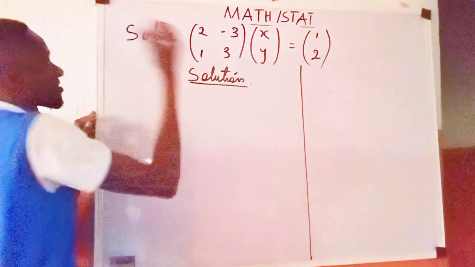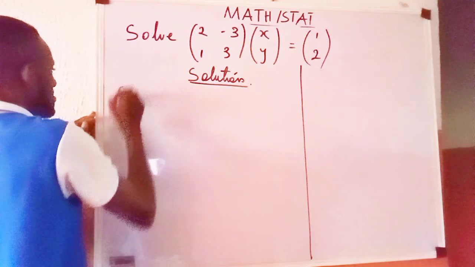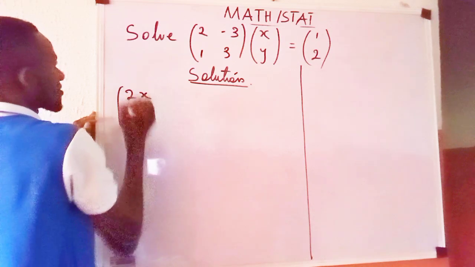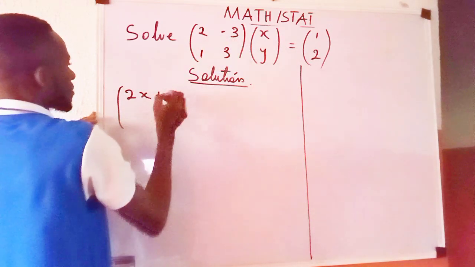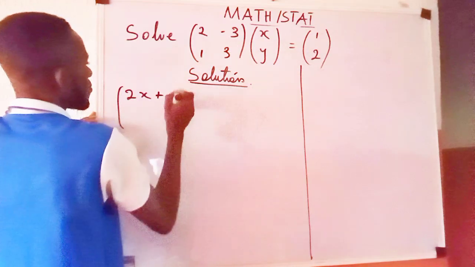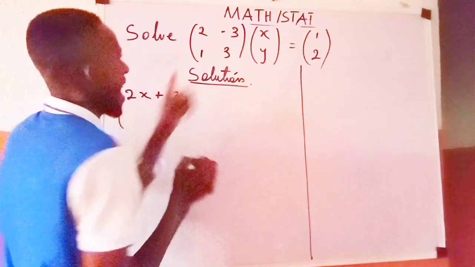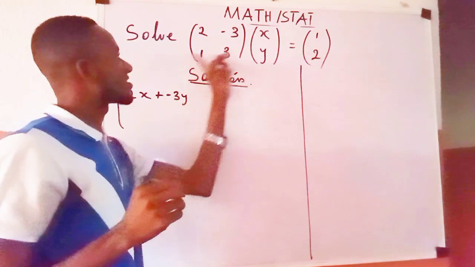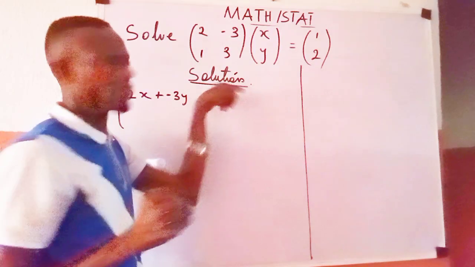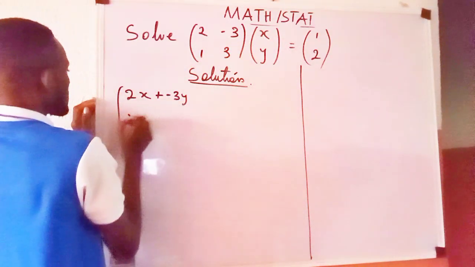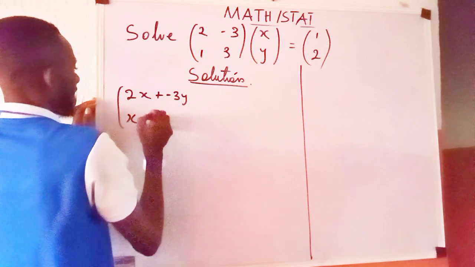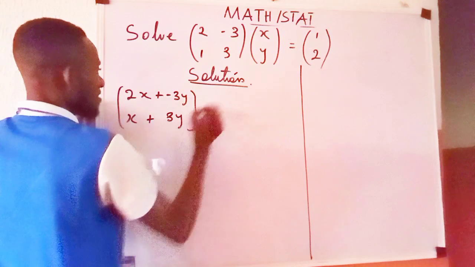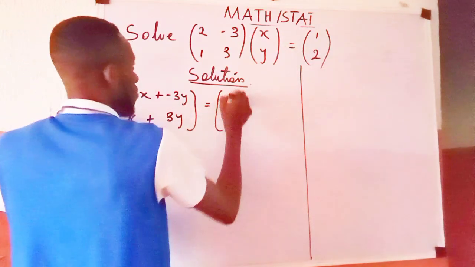So what I have here is, I open my bracket this way. Here is 2 times x, which gives me 2x. And I'm now here, so I'll say plus minus 3 times y, which gives me minus 3y. I am done using the first row to multiply the first column. So I come back to use the second row to multiply the first column. So 1 times x gives me x. Here is my 3, so I have plus 3 times y, which gives me 3y. Then I close it this way. This equals, I was told, 1 and 2.